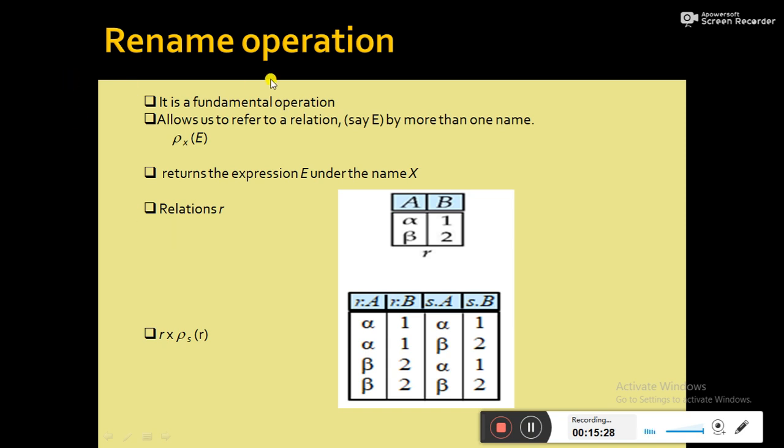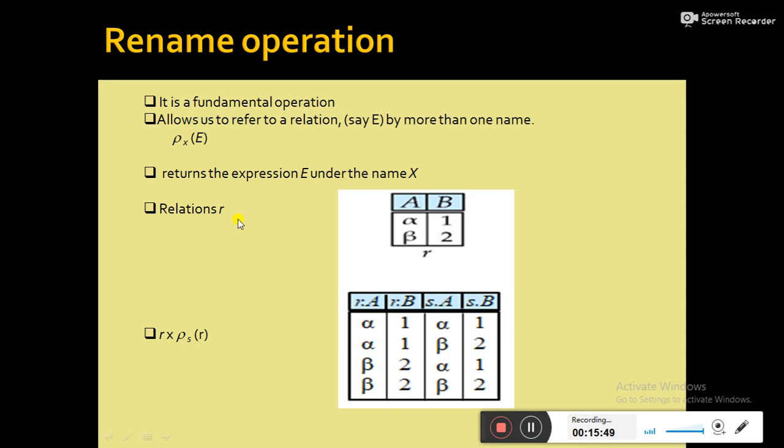The next operation is the rename operation. It is again a fundamental relational algebra operation, and it is denoted by the Greek letter rho. How do we write it? Rho subscript X of E, which means E is a relation, and the name of the relation E is renamed with the name X.